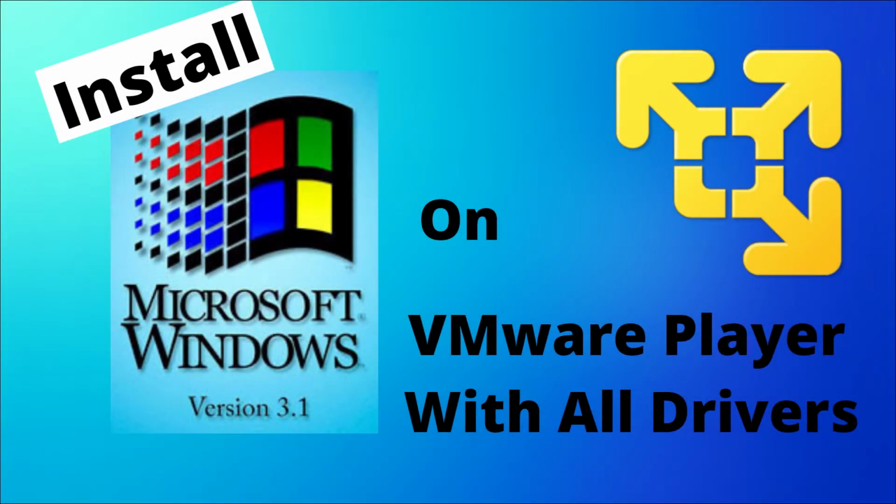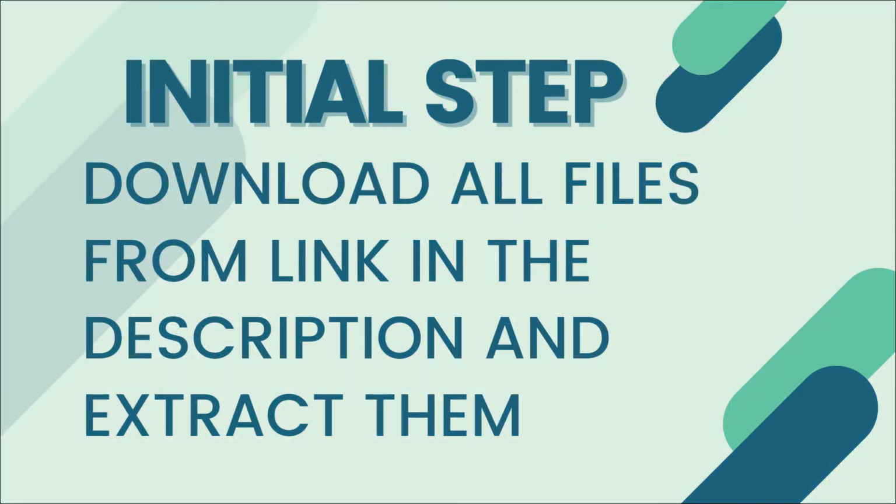Hello everyone. In this video, we will see how to install Windows 3.1 on VMware Player with display and sound drivers and Microsoft Office. First, go to the link in the description and download all files. Once all the files are downloaded, simply extract them.